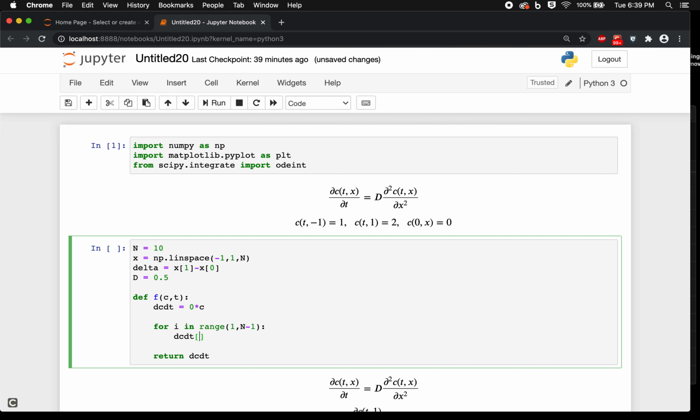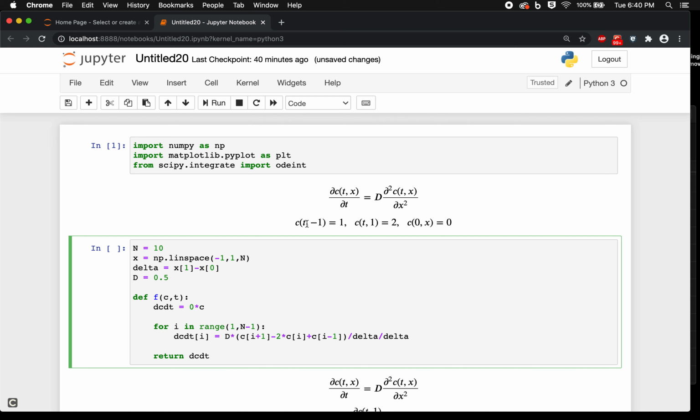We're going to write an equation almost identical to what we did with our boundary value problems. We're going to say dc/dt of i, and then we're going to apply our finite difference approximation: c of i plus 1 minus 2 times c of i plus c of i minus 1, divided by delta squared. And so that's going to give us our solution of c in the interior. The only other thing we have to do is our boundary conditions, where our left boundary condition is 1 and our right boundary condition is 2.